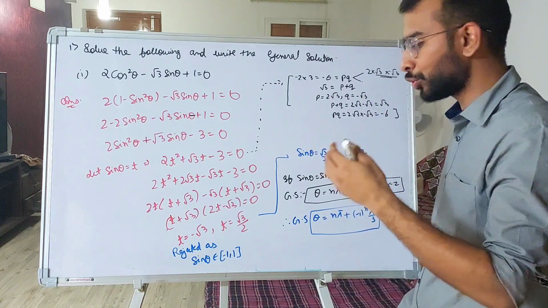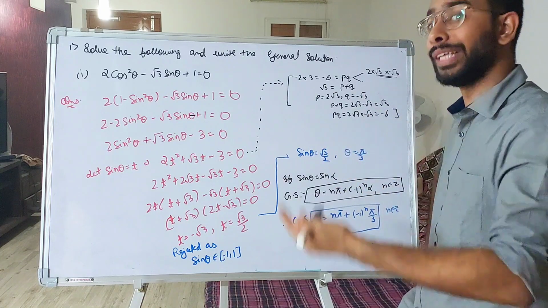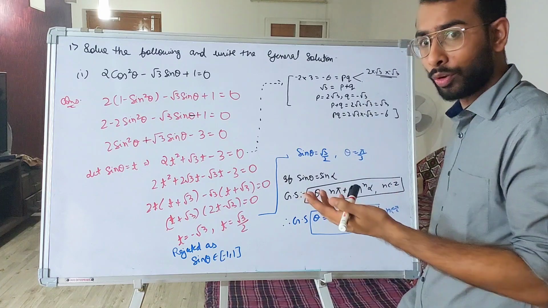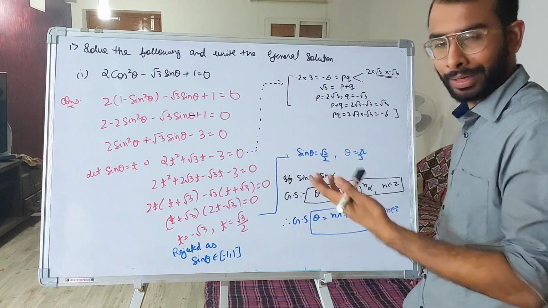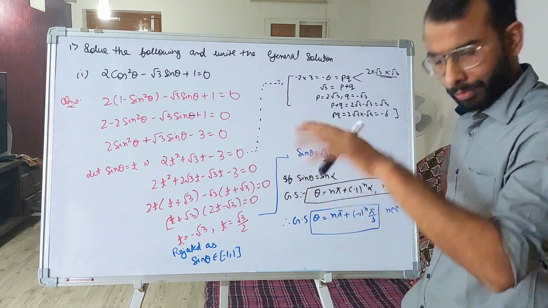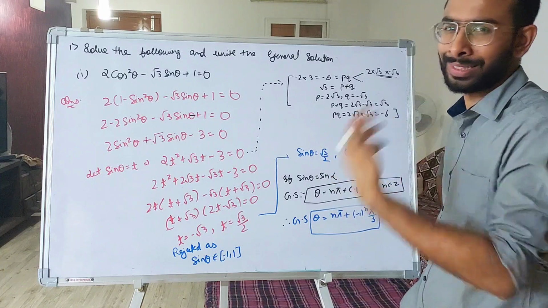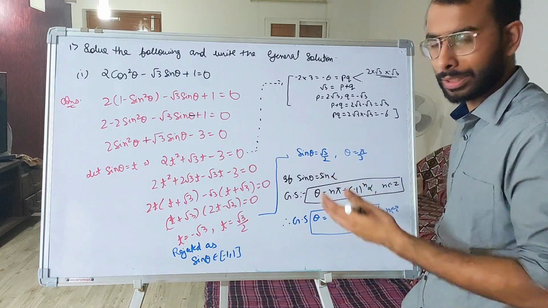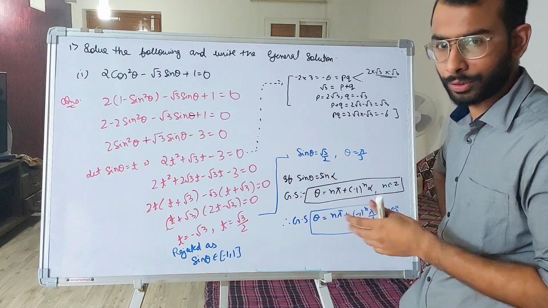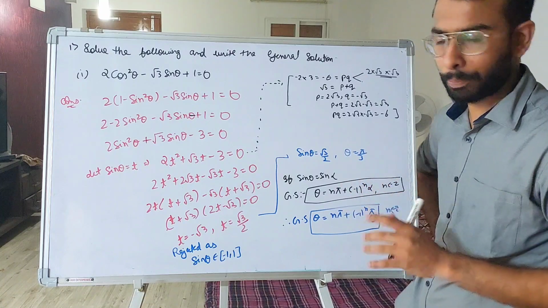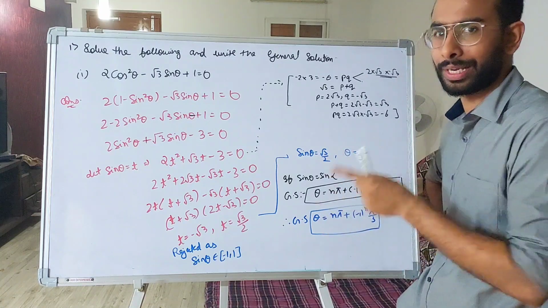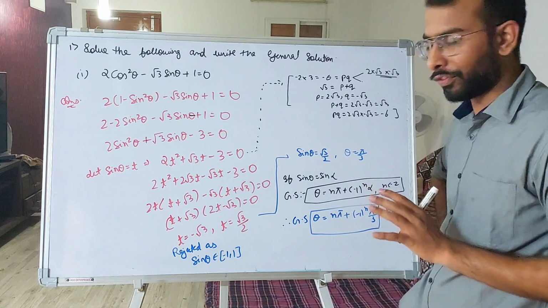What is the general solution? At pi by 3, it's in the first quadrant. In the second quadrant, pi minus pi by 3. Then again, when we go in the first quadrant, which is 2 pi plus pi by 3, 4 pi plus pi by 3, and so on, we'll get different values. So the general solution is very much important. You should remember all these formulas for sine, cos, tan and all. It would be super easy for you then.